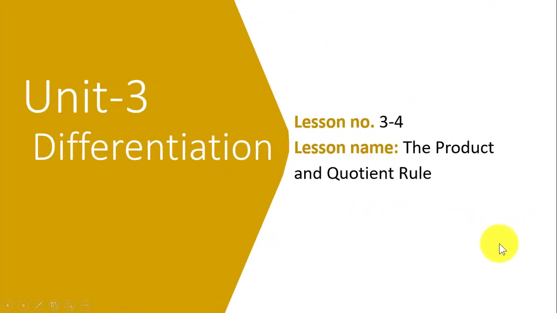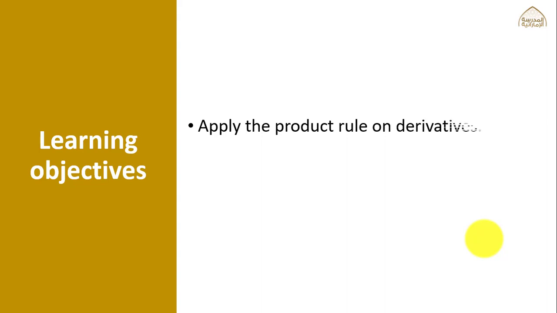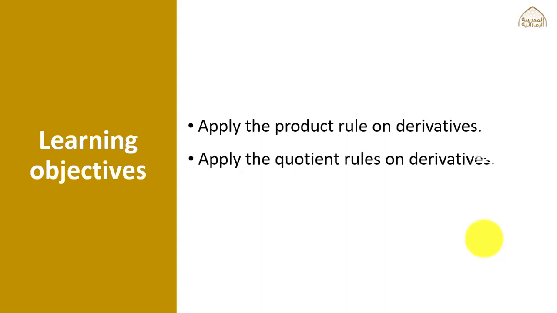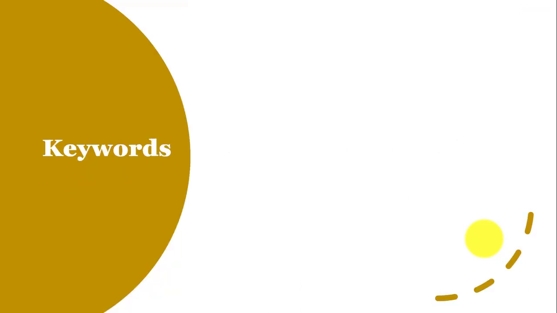Today we will talk about Unit 3 Differentiation, lesson number 3.4, lesson name The Product and Quotient Rule. Learning objectives: apply the product rule on derivatives, apply the quotient rule on derivatives, then solve real life problems using the product rule and quotient rule. Keywords: product rule and quotient rule.